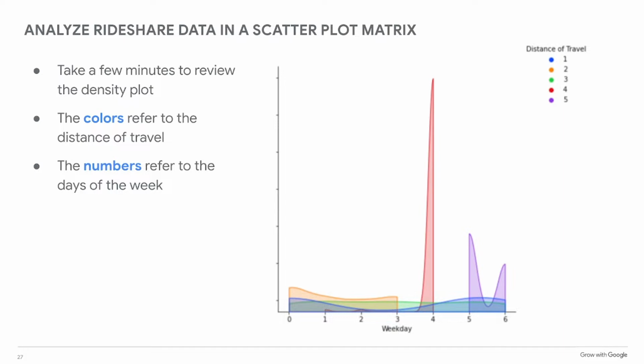So 0 equals Monday, 1 equals Tuesday, 2 equals Wednesday, 3 equals Thursday, 4 equals Friday, 5 equals Saturday, and 6 equals Sunday. From the visualization, it shows that Saturday and Sunday are the only 2 days out of the week riders requested trips that were 5 miles. To help you find this result, remember the color purple represents 5 miles.